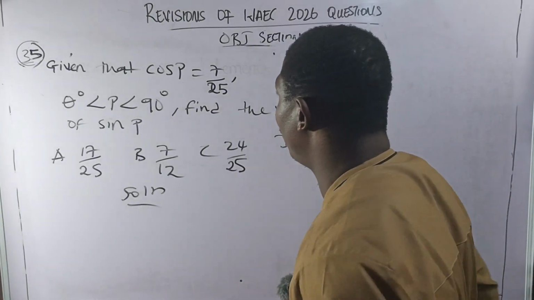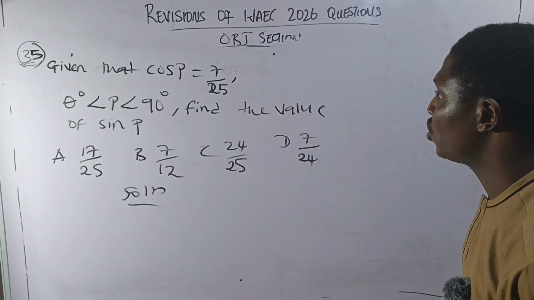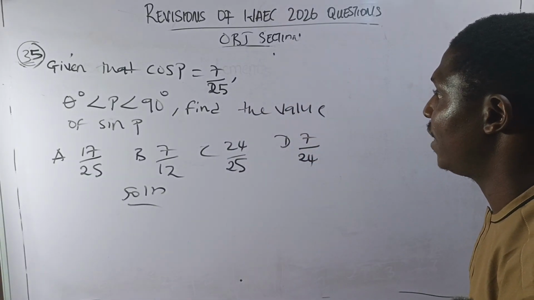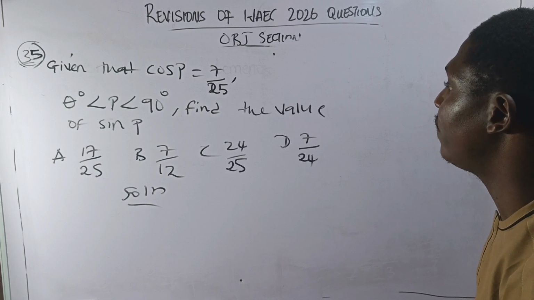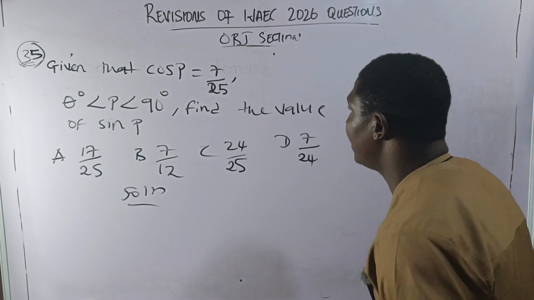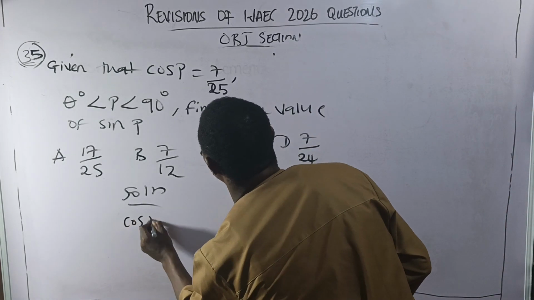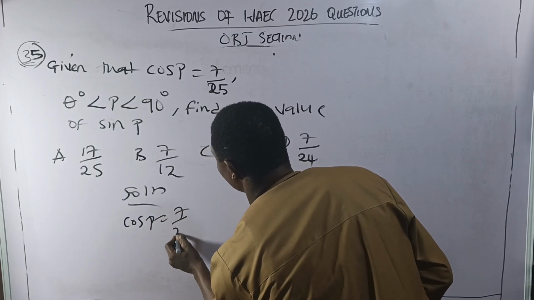I have a question on the board. It says, given that cos P is equal to 7/25 and 0 degrees is less than P less than 90 degrees, find the value of sine P. Now, we're given cos P to be equal to 7/25.